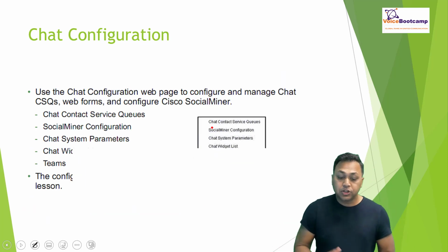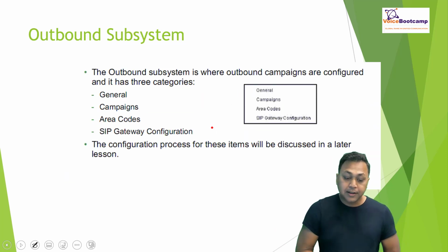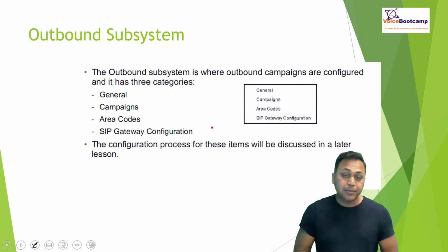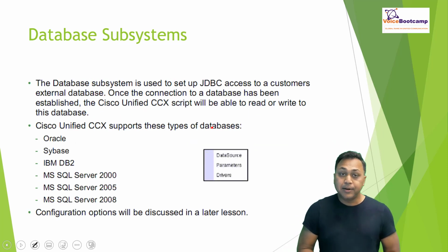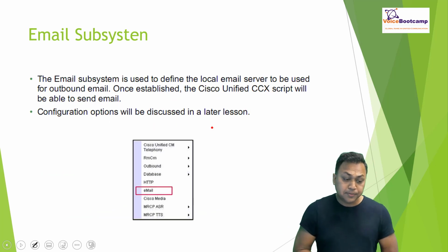Chat configuration allows you to configure the chat related settings with SocialMiner. And then of course you have outbound subsystem that is to deal with outbound dialing, campaign, and whatnot. Database is for connecting with the external database. Currently it supports some databases, and the latest version will support more.